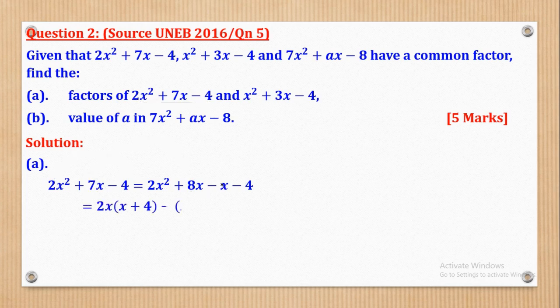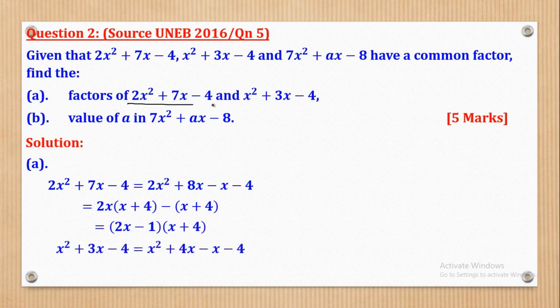The next step is to factorize by grouping. Grouping this one, the common factor is 2x, meaning you should remain with x plus 4. Here the common factor is negative 1, so you remain with x plus 4. Then x plus 4 is common, therefore you remain with 2x minus 1, which is here. That is this expression. What about this other one?